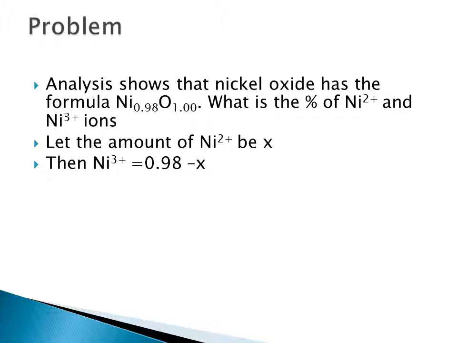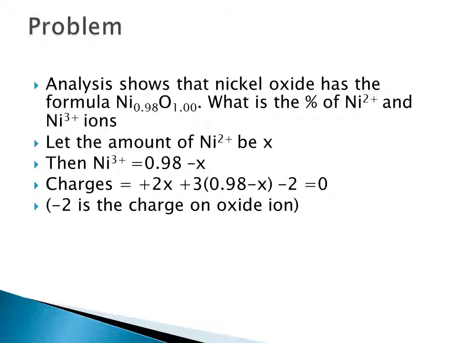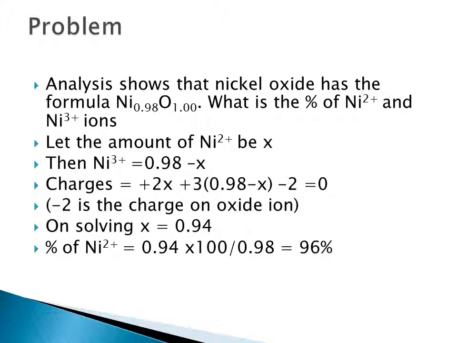To solve for x, let us form an equation with charges. Now, Ni2+ has a charge +2, so it will be +2x, while Ni3+ will be +3, so +3 into 0.98 minus x. Now, -2 is the charge of an oxide ion. On solving, x is equal to 0.94, so the percentage of Ni2+ will be 96%, and that of Ni3+ will be 4%.